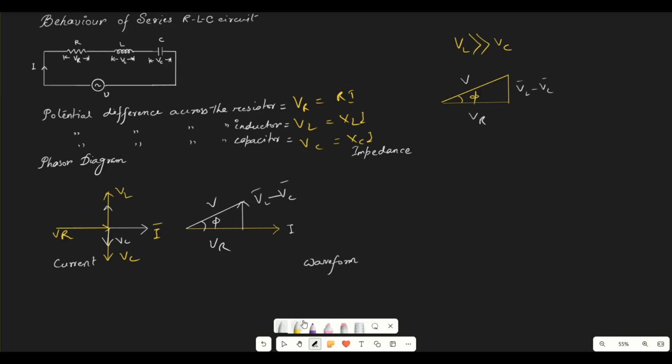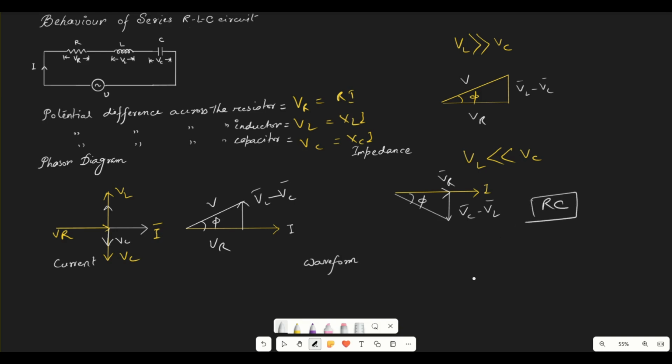So now the next condition could be if VL is less than VC. So this will be opposite to whatever we have just considered. Now the vector VC will be longer than VL. So after subtracting, we will have the phasor like this. This is I, this is VR, and this will be the combination of VL and VC. So it will be VC minus VL. Then the resultant will be like this, which is nothing but resembling the RC circuit, right?